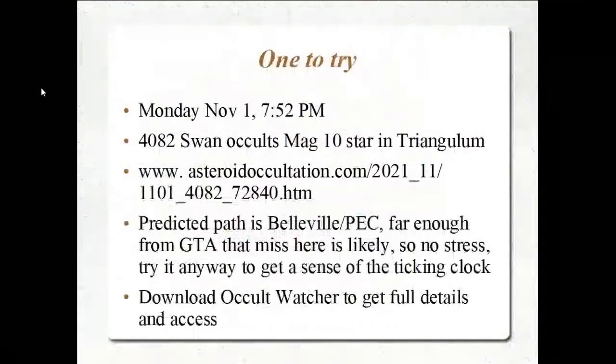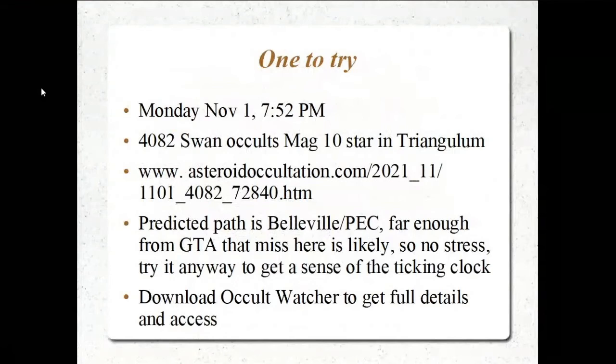So if this talk has gotten you interested and you'd actually like to try one asteroid occultation without any of the pressure of actually observing it and trying to get some real science, we've got one coming up in a few weeks. On Monday, November 1st at 7:52 p.m., asteroid 4082 Swan will occult a 10th magnitude star in Triangulum. The link is to the IOTA page with the relevant information.